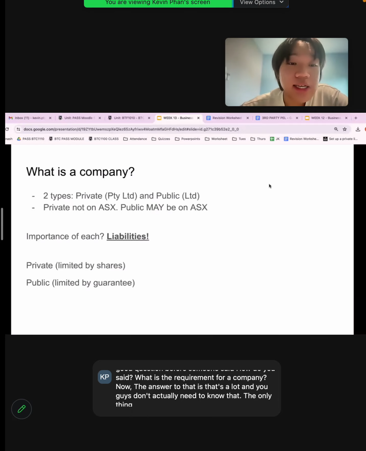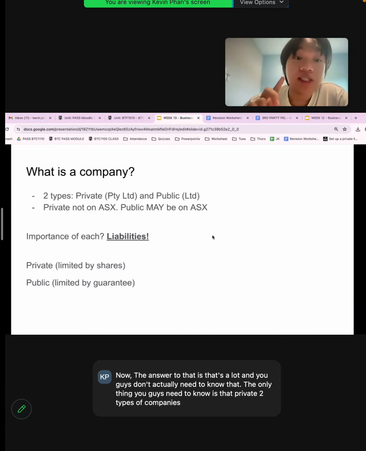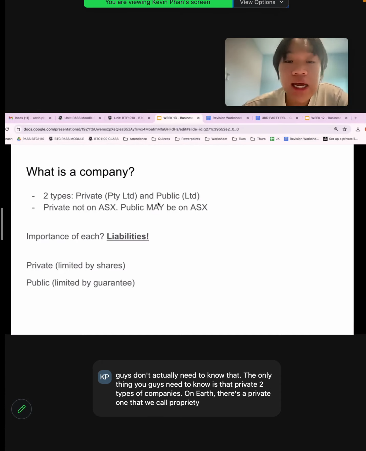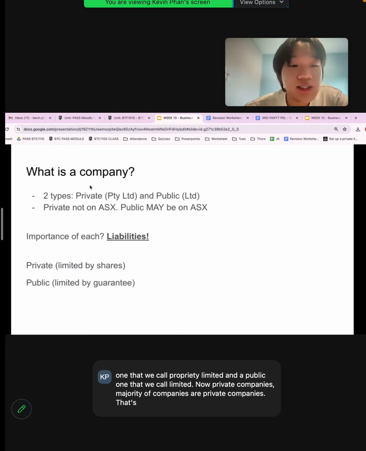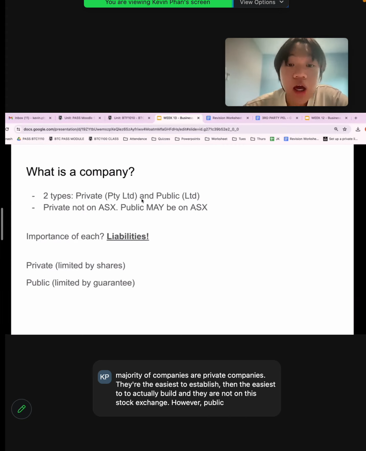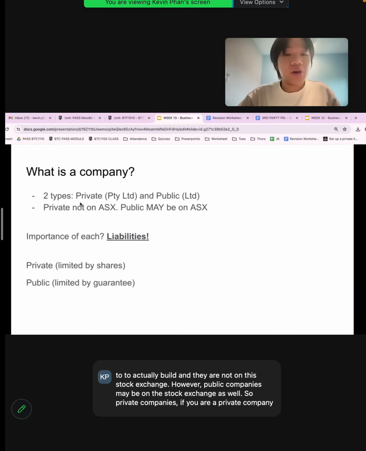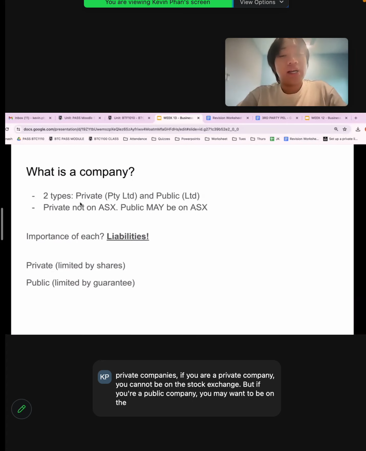The only thing you guys need to know is that there's two types of companies on earth. There's a private one that we call proprietary limited and a public one that we call limited. Now, private companies, majority of companies are private companies. They're the easiest to establish and the easiest to actually build, and they are not on the stock exchange. However, public companies may be on the stock exchange as well. So if you're a private company, you cannot be on the stock exchange. But if you're a public company, you may want to be on the stock exchange as well.